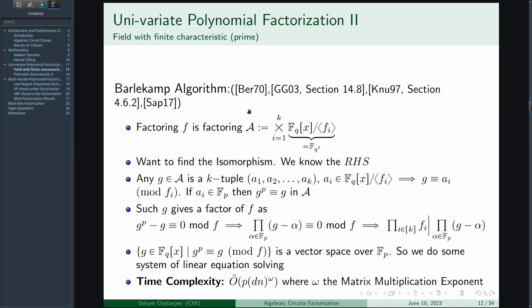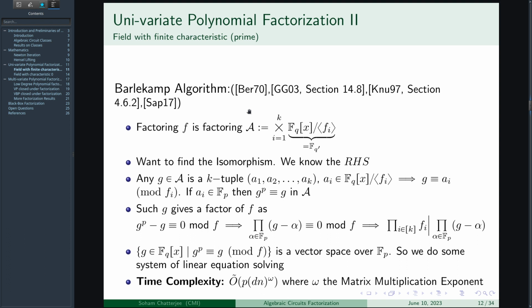Now, first, Fq[x] quotiented by f, by the Chinese remainder theorem, equals this ring A, because f equals the product of all these f_i. So we know the right-hand side ring, but we don't know the left-hand side ring, and we want to factorize the left-hand side ring. So we actually want to find the isomorphism between these two rings, and if we get it, we have done the factorization.